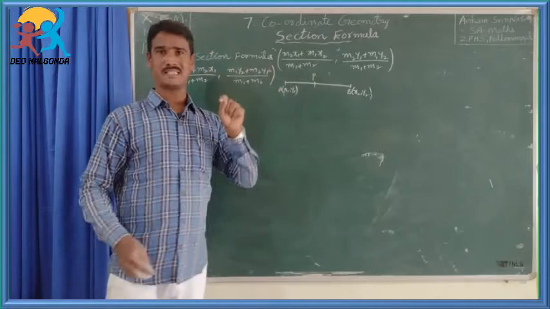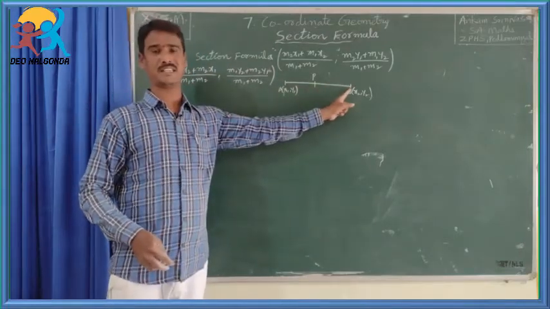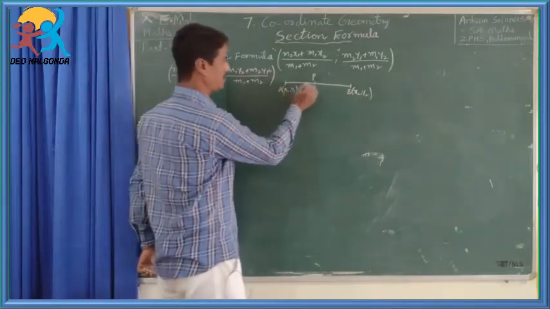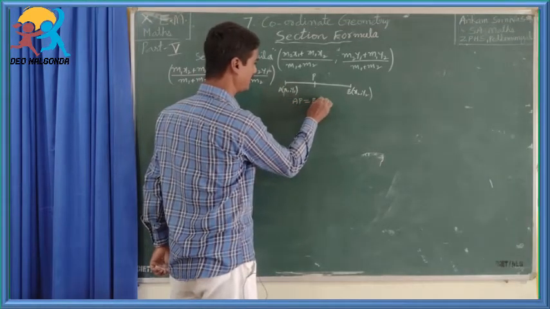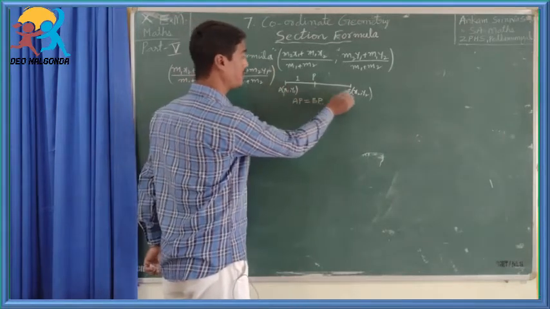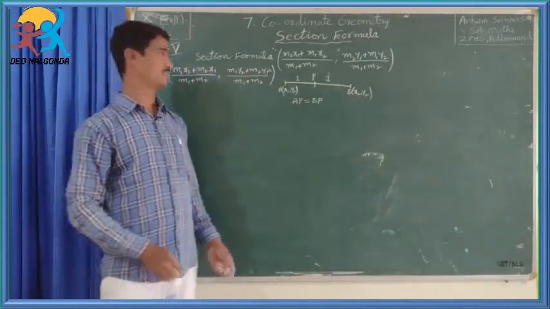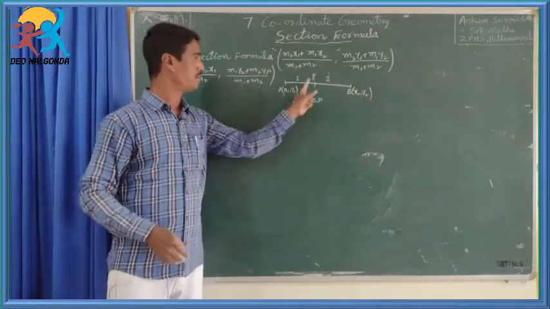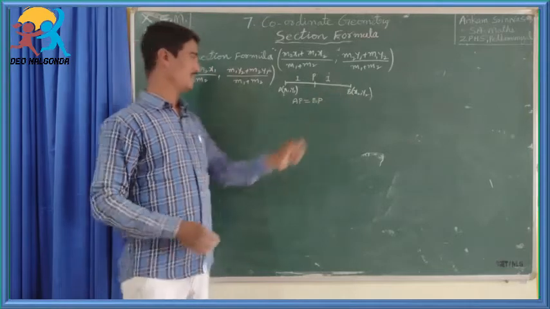I am taking P such that it divides in 1:1. That means dividing into 2 equal parts. 2 equal parts means AP equals BP. That means from A to P is 1 unit and P to B is 1 unit. Very easy. The ratio is 1:1. 1:1 means P becomes the midpoint of AB.